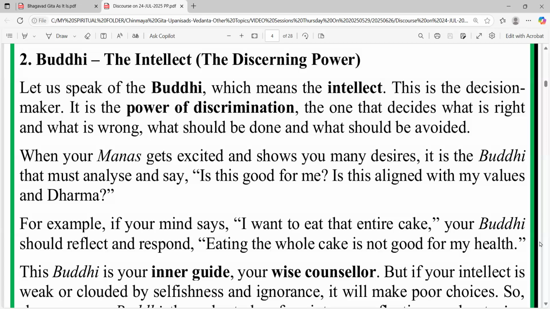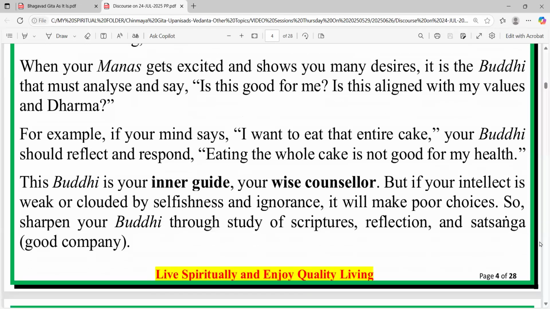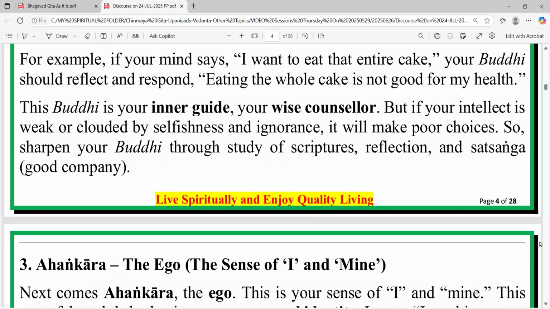When your manas gets excited and shows you many desires, it is the buddhi that must analyze and say, is this good for me? Is this aligned with my values and dharma? For example, if your mind says, I want to eat that entire cake, now your buddhi should reflect and respond, eating the whole cake is not good for my health.